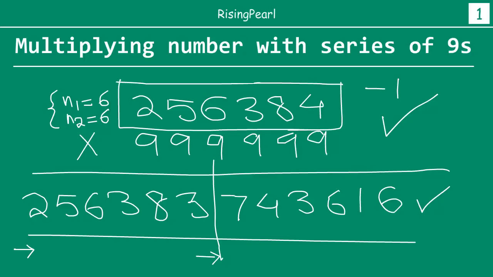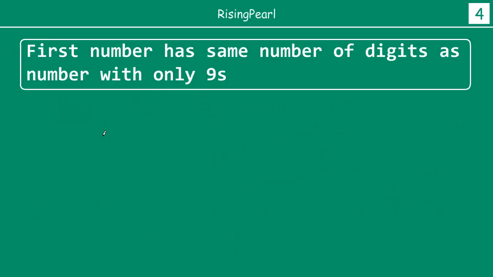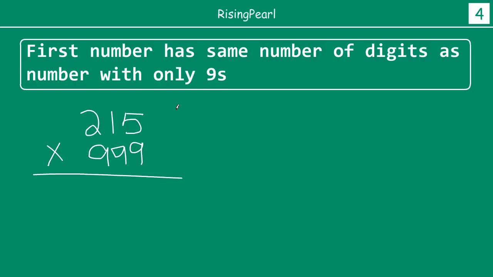Now let's go back and take a look at some more examples. Let's start small. How about let's do 215 and let's multiply this by 999. Right? Let's see what happens. So first we will do 215. We will subtract 1 from it. Right? So this will give us 214. So the first part of our answer is 214.